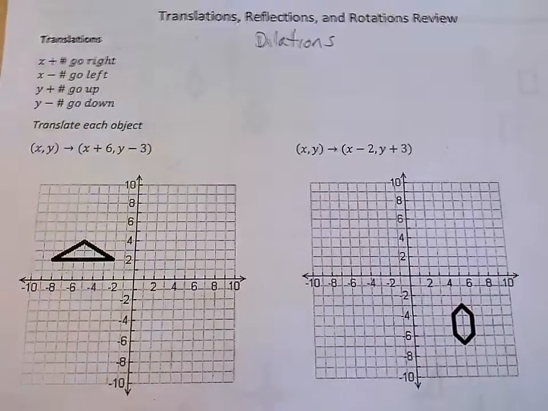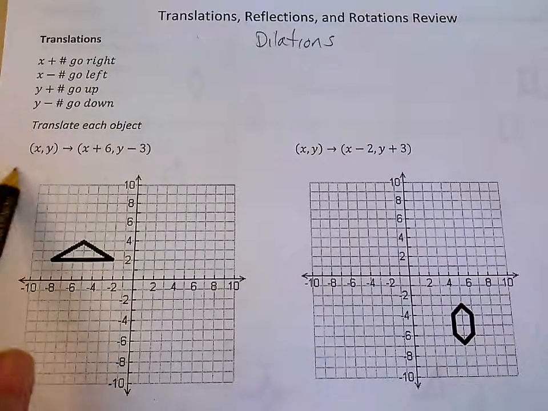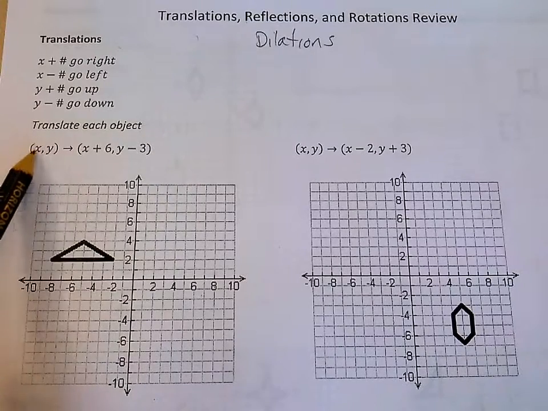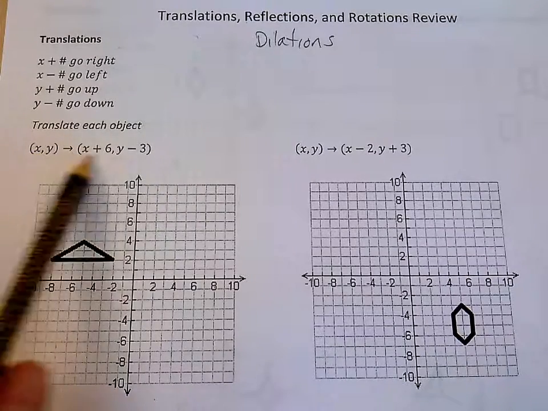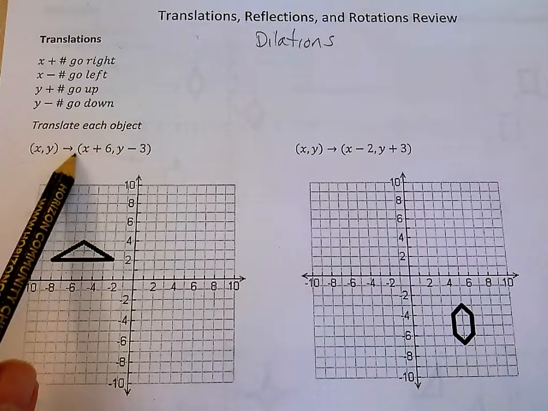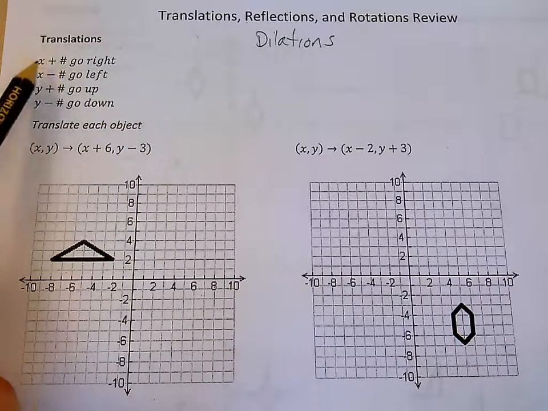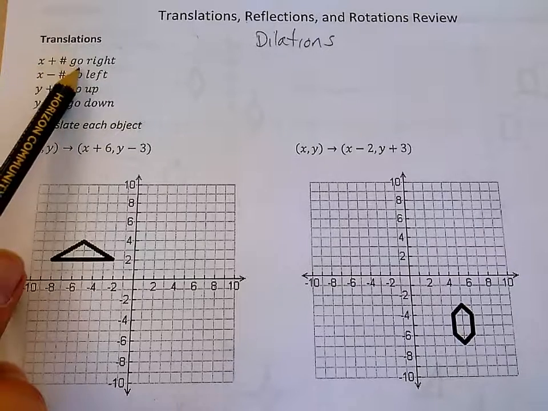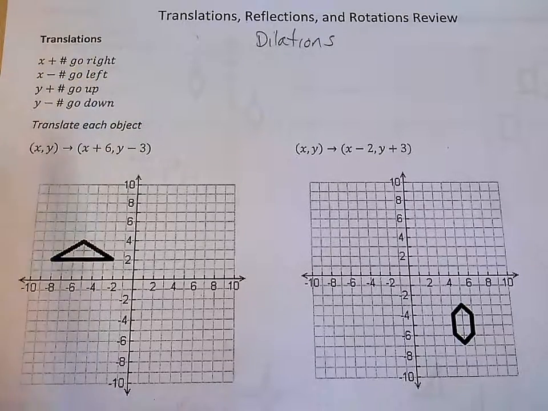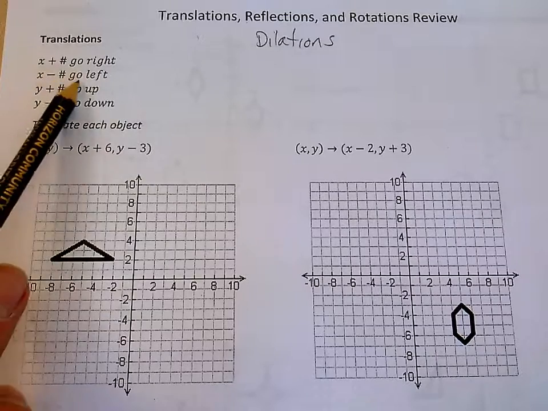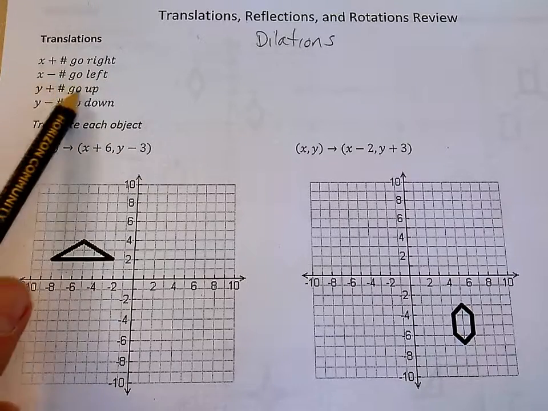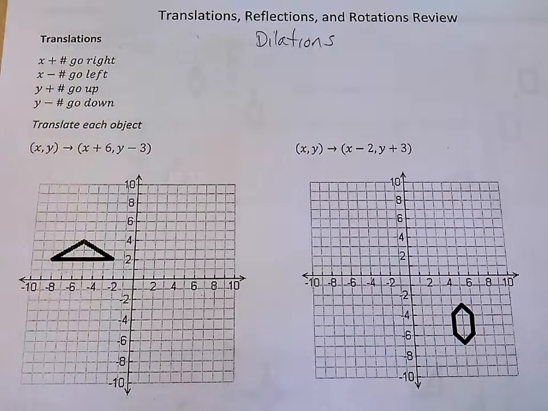Translation, all right? Translation looks like this, where you go from your normal x, y and they make you move it in different places. In this case, you see x plus a number. If you see x plus a number, it means go right that many spaces. If you see x minus a number, go left. y plus a number, go up. y minus a number means go down.